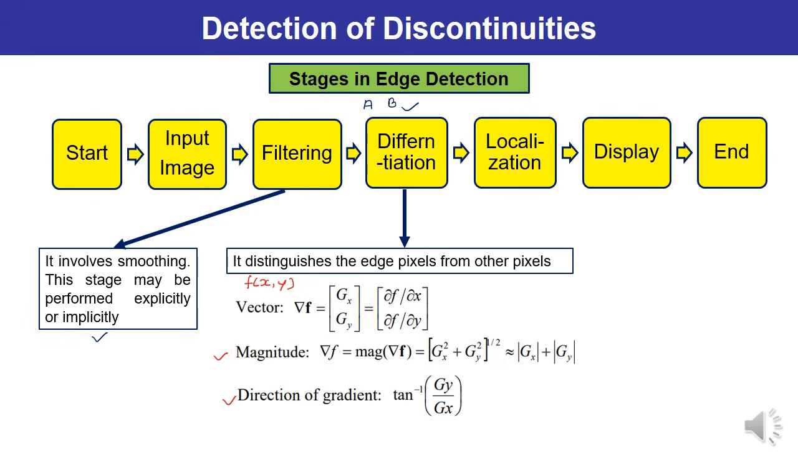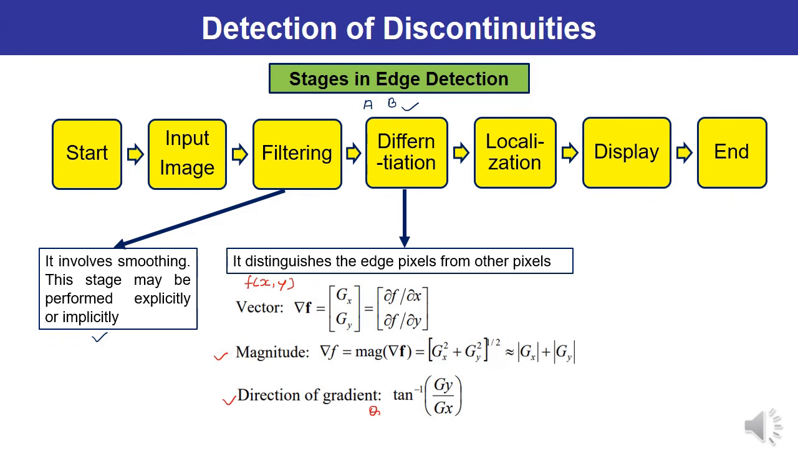And the direction of gradient can be represented by theta or alpha. So here theta is nothing but tan inverse of gy upon gx. So this is how magnitude and direction can be calculated.